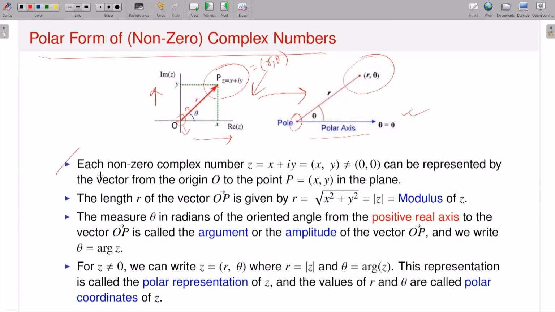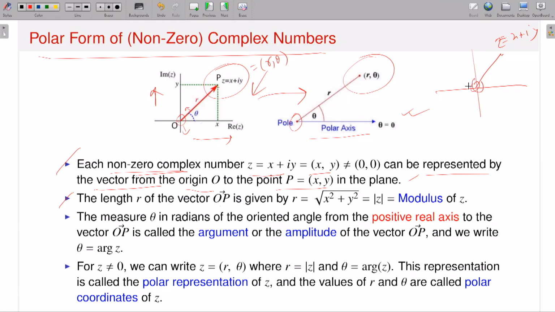So I have written here: each non-zero complex number z. Why non-zero? Because I need r, the distance from the origin. If z is 0, then r is 0, so there should not be any concept of polar form. That's why I'm saying each non-zero complex number z, with x, y non-zero, can be represented by the vector from the origin to the point P(x, y) in the plane. Suppose this is my plane and this is my point, say z is equal to x plus iy. First the origin, then make a vector. Then the second point is that the length r of the vector OP is given by the modulus.